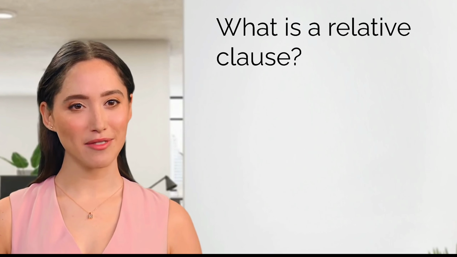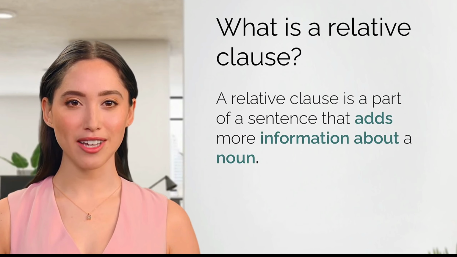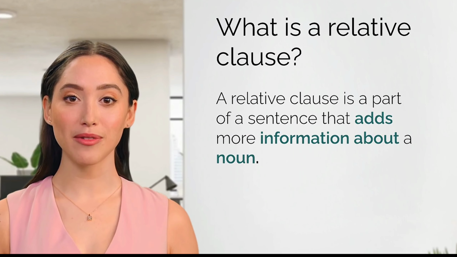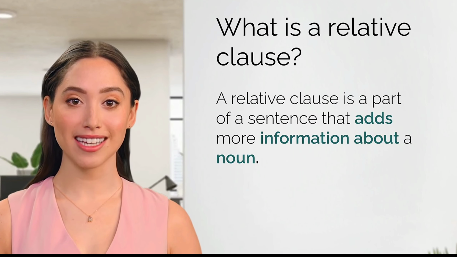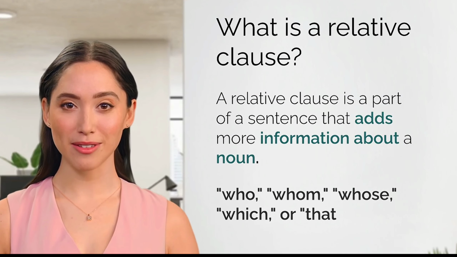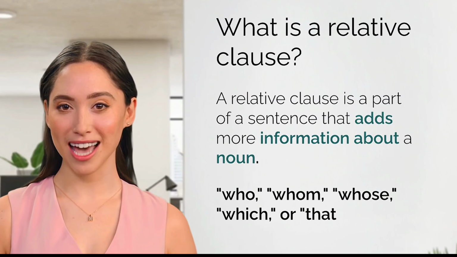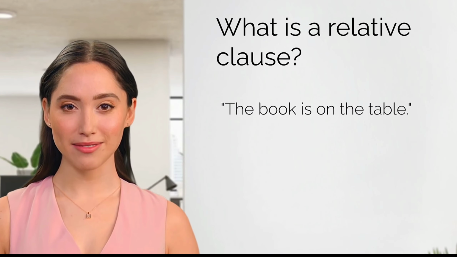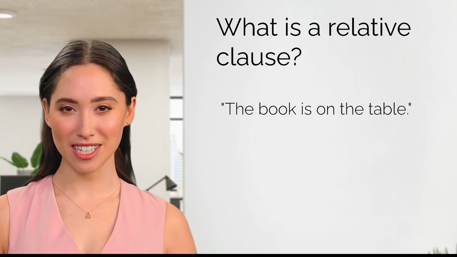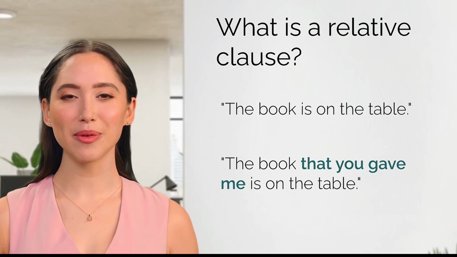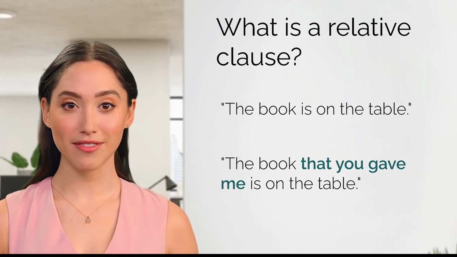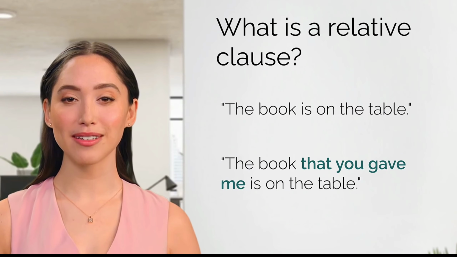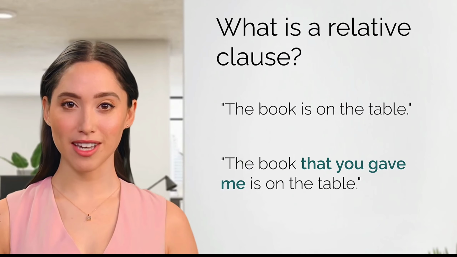So what exactly is a relative clause? A relative clause is a part of a sentence that adds more information about a noun. They usually begin with a relative pronoun like who, whom, whose, which, or that. For example, take the sentence, "The book is on the table." Now let's add more information using a relative clause. "The book that you gave me is on the table." See how the relative clause "that you gave me" gives more information about the book. This is exactly what we'll be focusing on today.